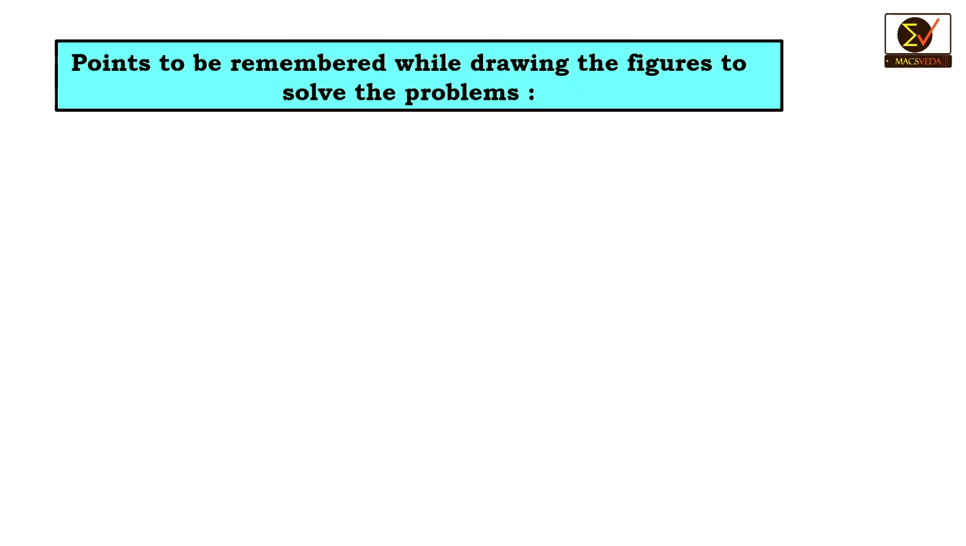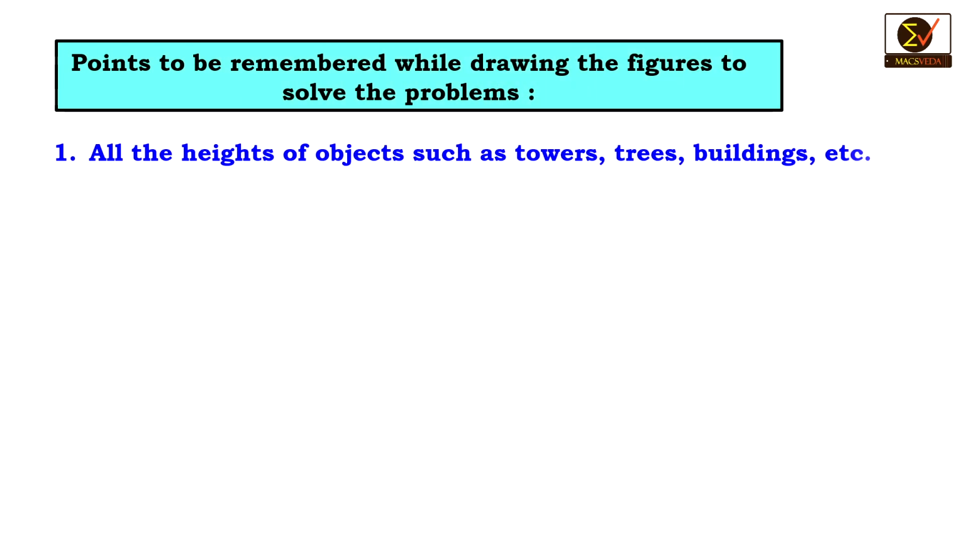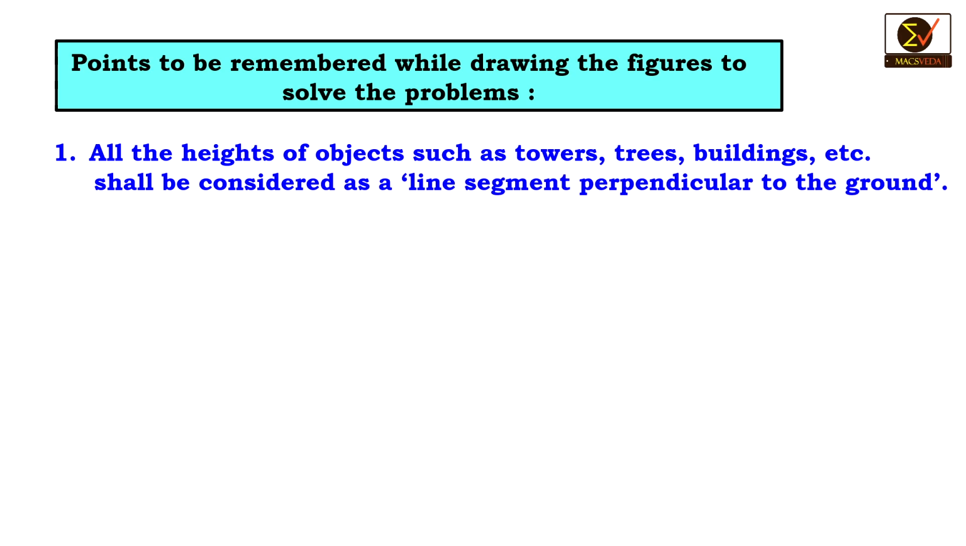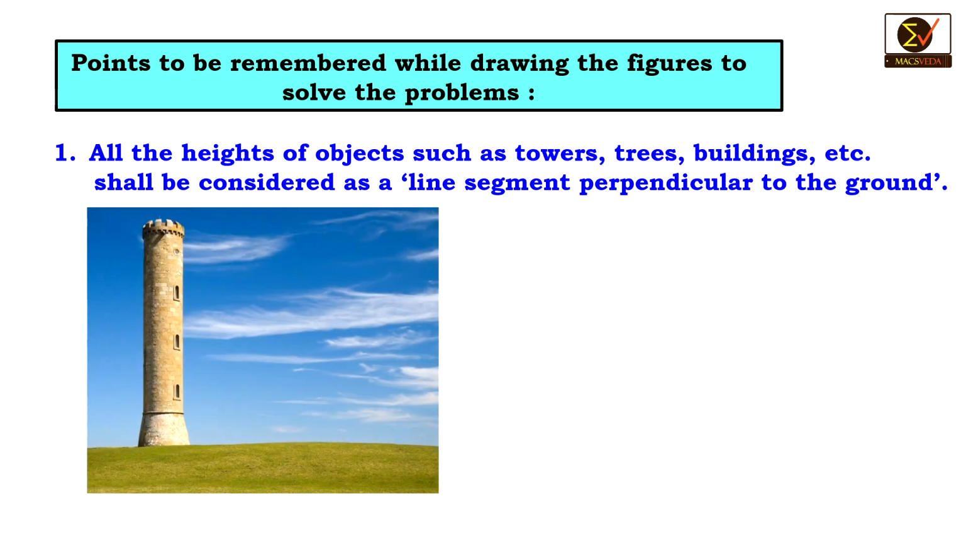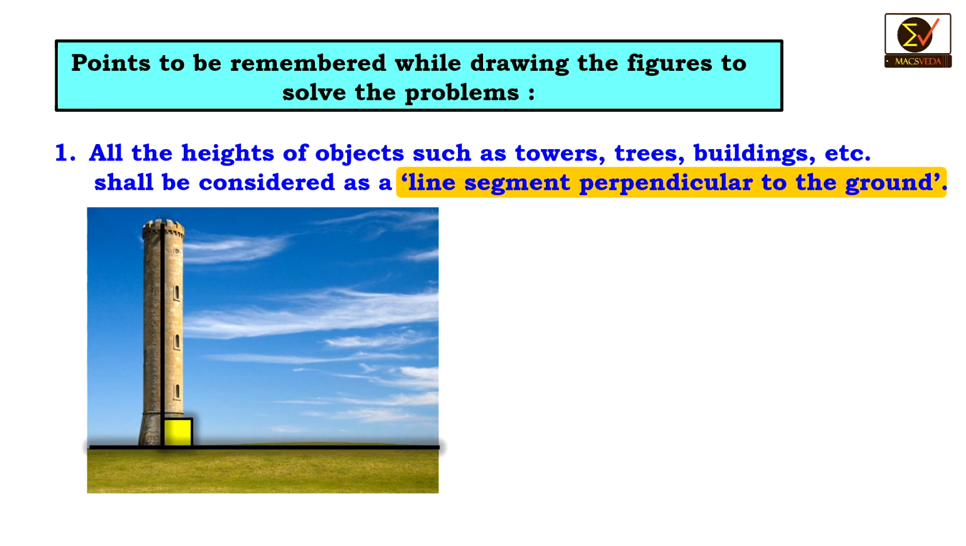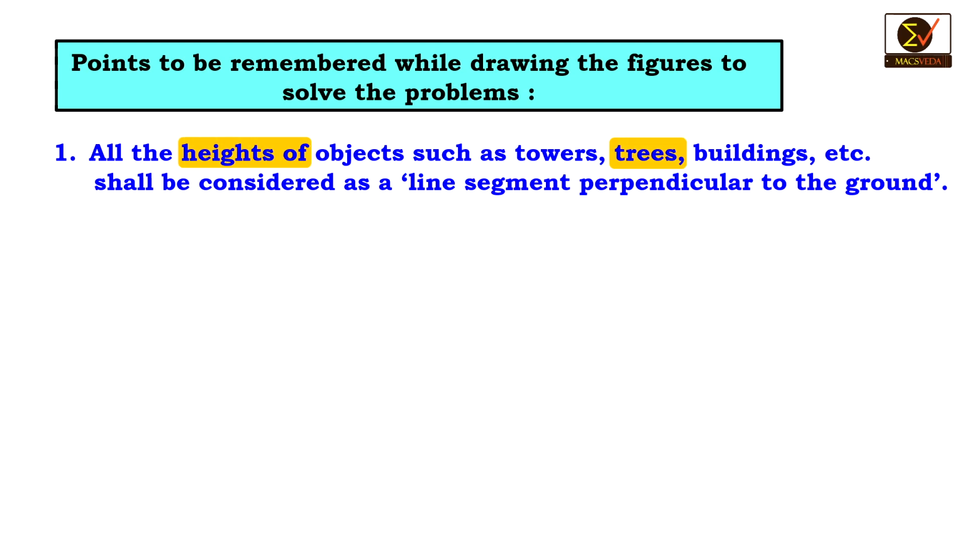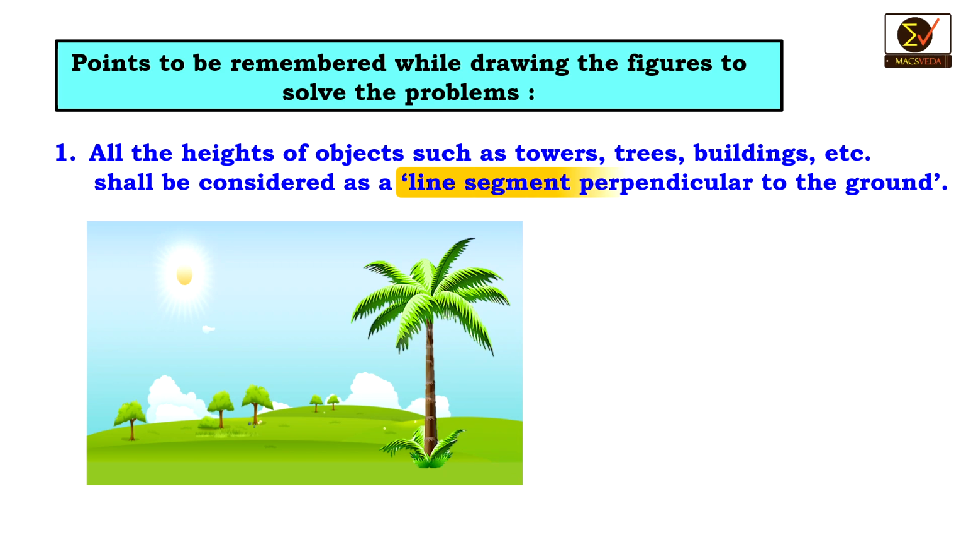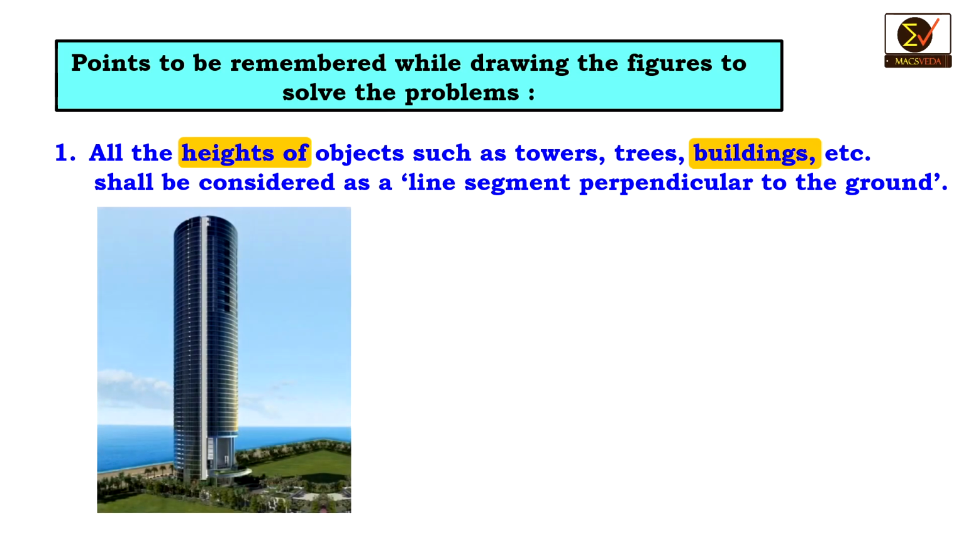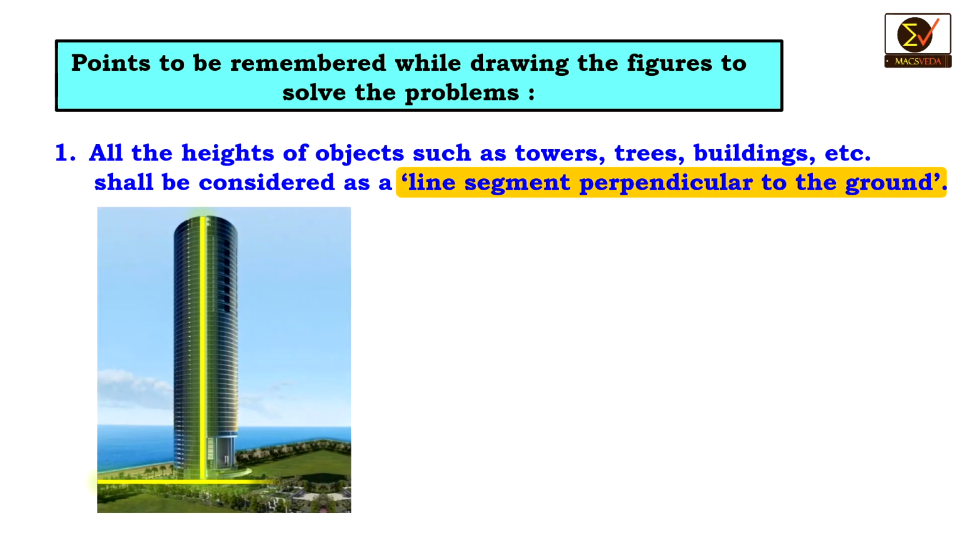Points to be remembered while drawing the figures to solve the problems. First one, all the heights of objects such as towers, trees, buildings, etc. shall be considered as a line segment perpendicular to the ground. Heights of towers, they are considered as line segment perpendicular to the ground. Heights of trees, considered as line segment perpendicular to the ground. Heights of buildings are also considered as line segment perpendicular to the ground.